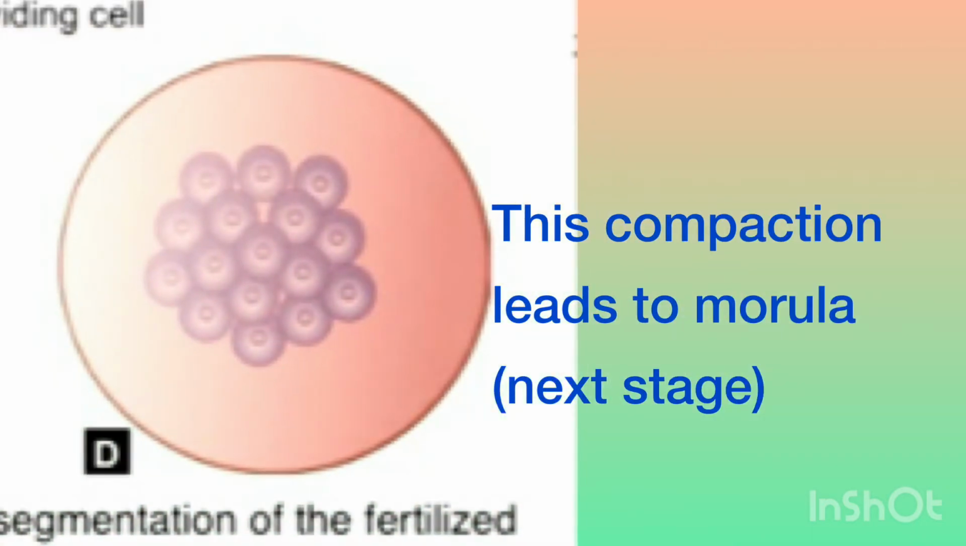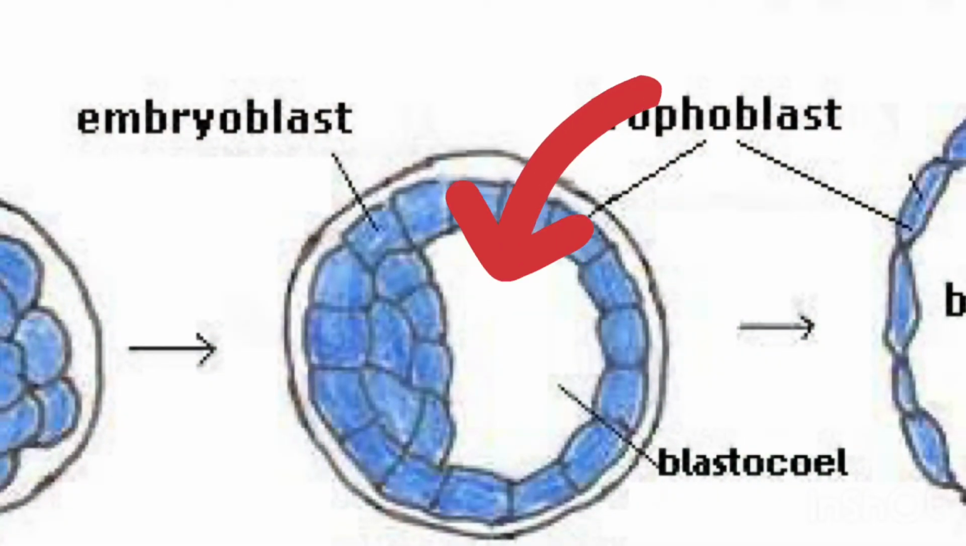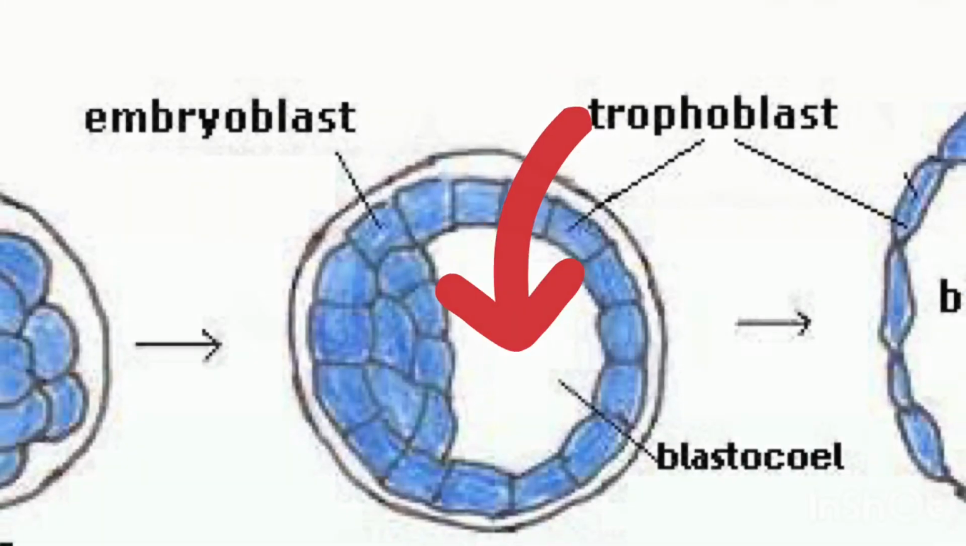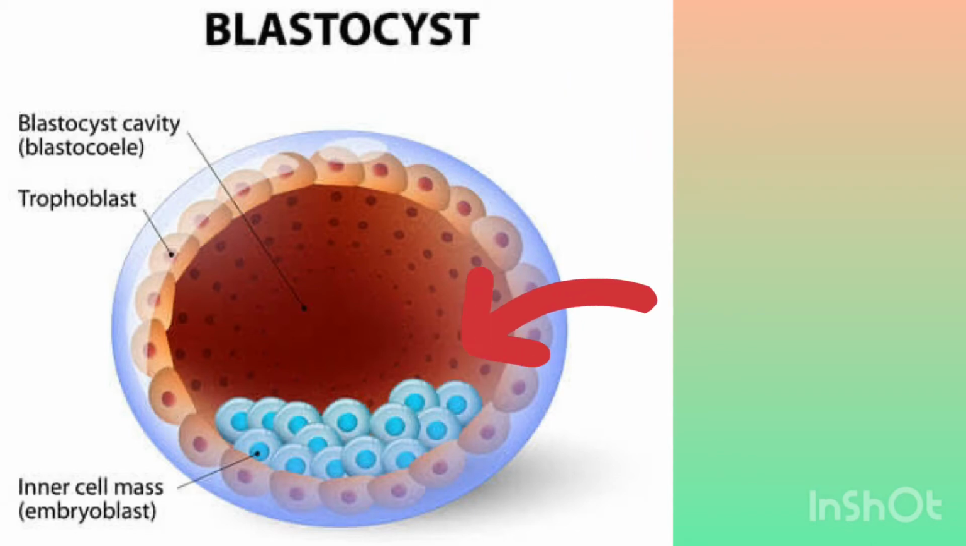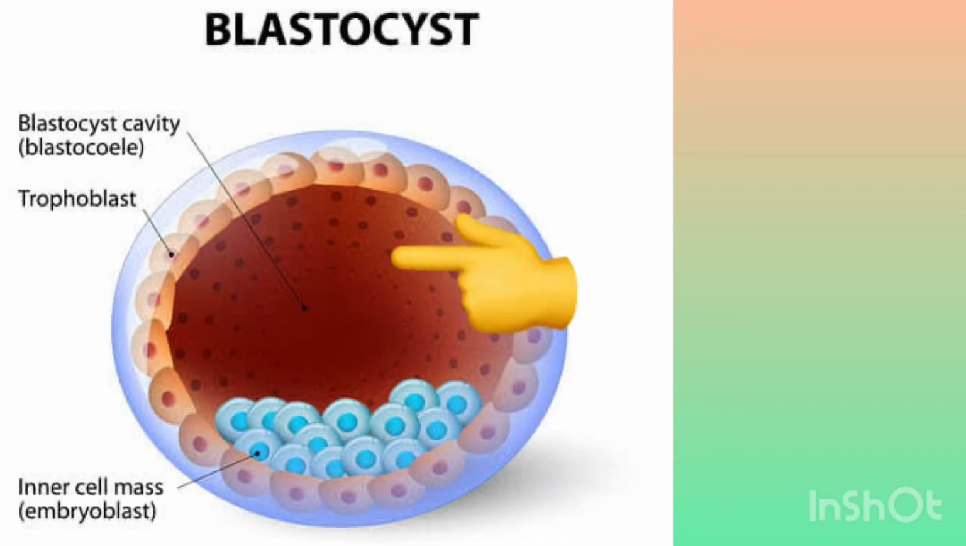This brings us to the second stage of morula. Between the 4th and the 5th day, fluid passes into the morula from the uterine cavity. This brings us to the next stage of formation of a blastocyst. The fluid that entered into the morula from the uterine cavity now starts building up inside and partially starts to separate the inner cells from the outer cells.